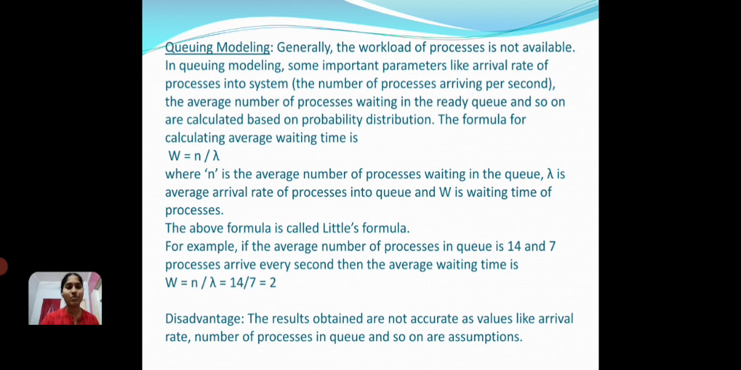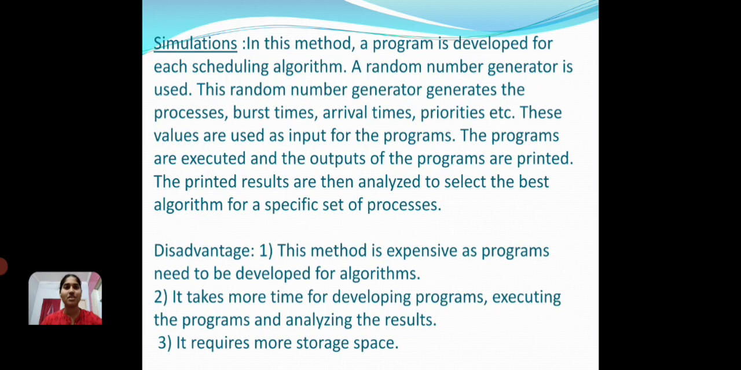The disadvantage of queuing modeling is that the results obtained are not accurate, as values like arrival rate and number of processes in the queue are assumptions. So this is the disadvantage of queuing modeling. Now let's move on to the third evaluation technique, which is simulations.